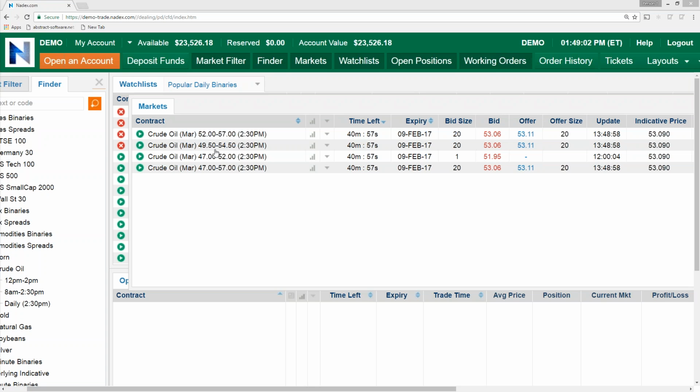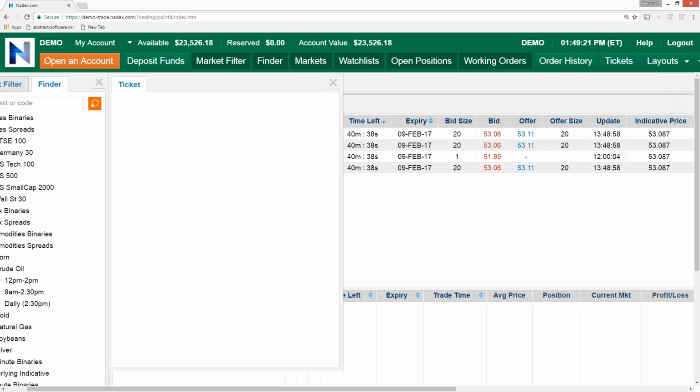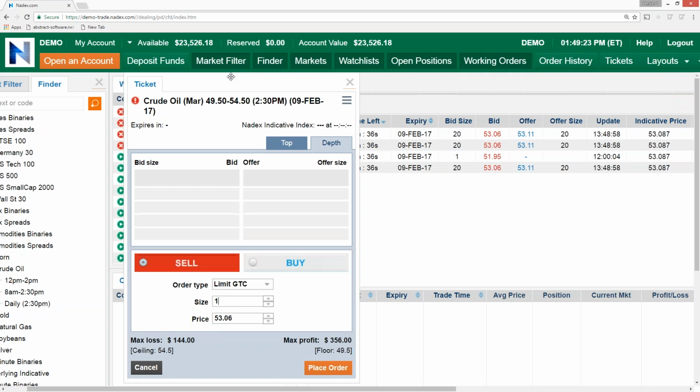We have, again, the 49.5, 54.5 spread. So how wide is this spread in crude oil? Today's daily 49.5, 54.5 spread is $5 wide. So let's say that I think the market is going to move lower in crude, and remember, I really don't actually think that. I have zero opinion on the price of crude. I'm going to go ahead and get short.